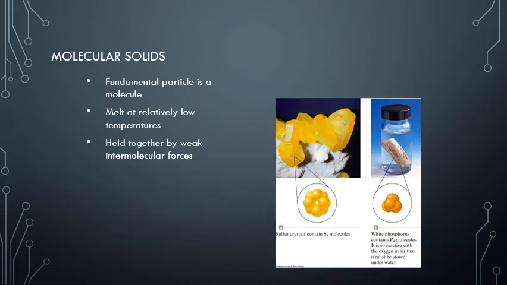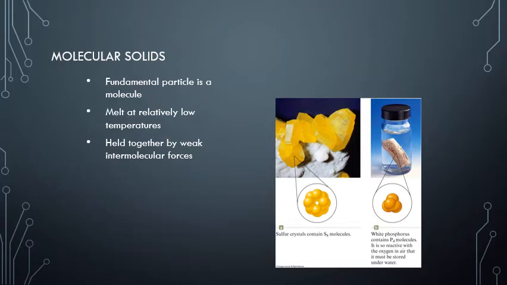So when we talk about the molecular solids, you can see a few more examples of this. Here we have the sulfur crystals. If you've ever seen sulfur, it's yellow, brittle, and very smelly, but they contain S8 molecules. And then we also have white phosphorus. There's another form of phosphorus called red phosphorus. But white phosphorus, you can see here, is explosive with the oxygen in the air, so that's why it's being stored under the oil.